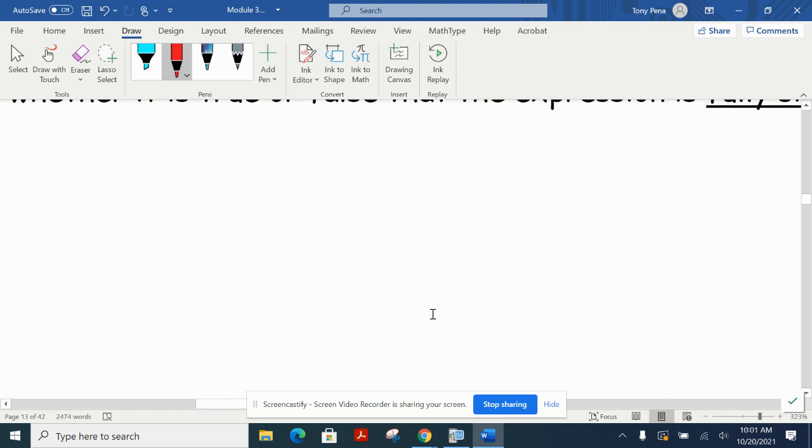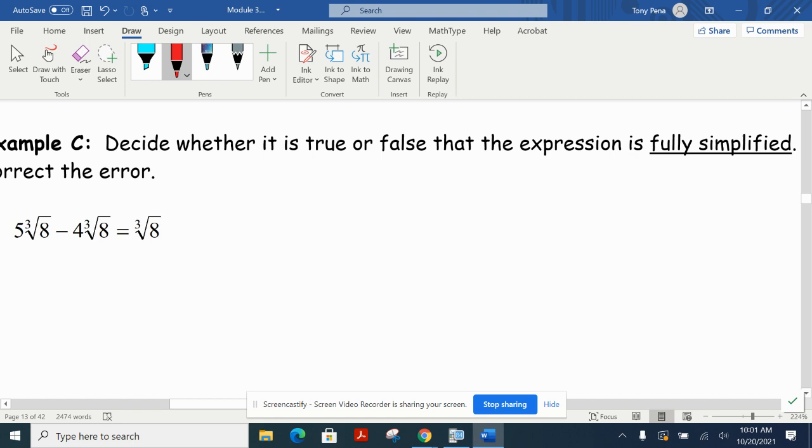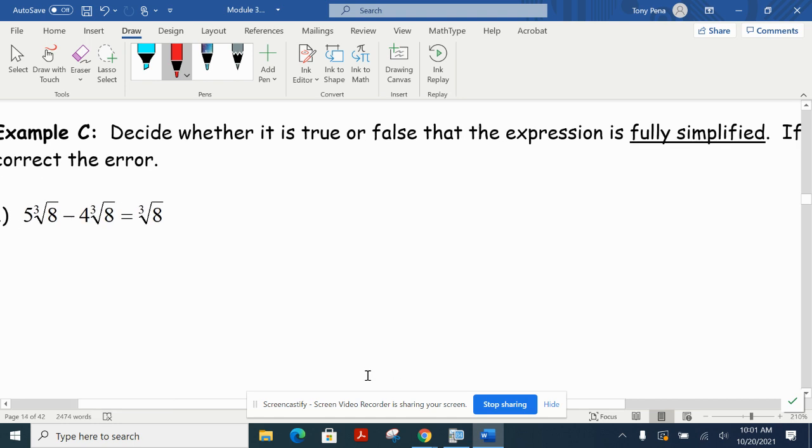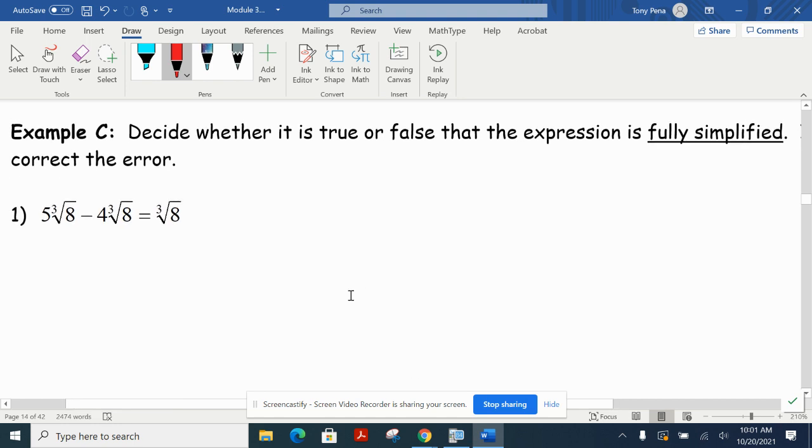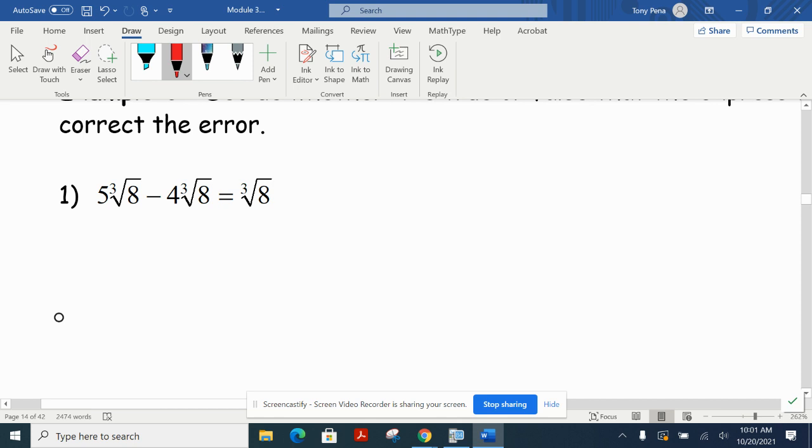All right, next page. We basically just want to be able to do these problems. So if I look at this problem right here, it says decide whether this is a true statement or if it's a false statement. If it's wrong, there's something we can do with it, then we want to correct it. All right. So if I look at this one, this is the first cubed root that we have done. So first, this is a cubed root of 8. This is a cubed root of 8. Are those like terms? Yeah, same index number, same number underneath it. So we can definitely combine those. 5 minus a 4 is a 1.